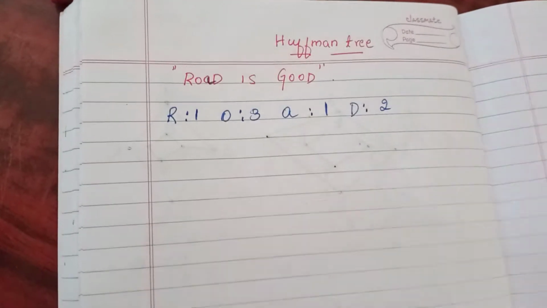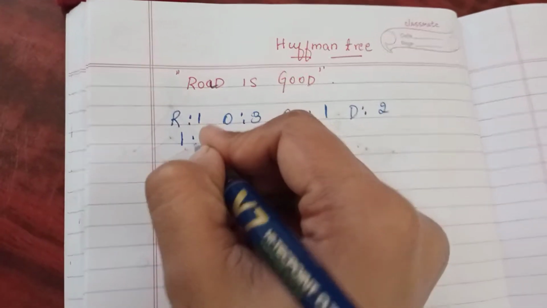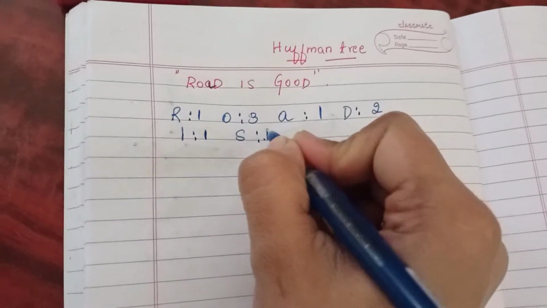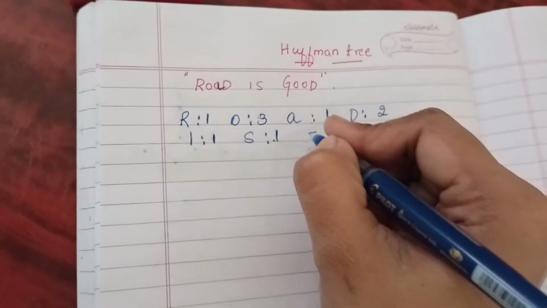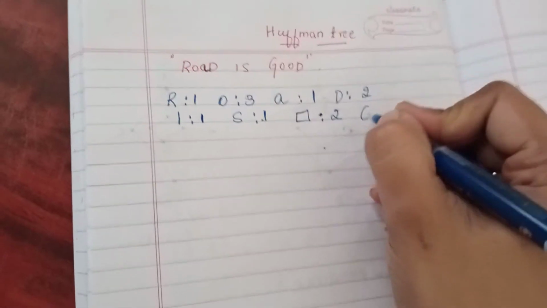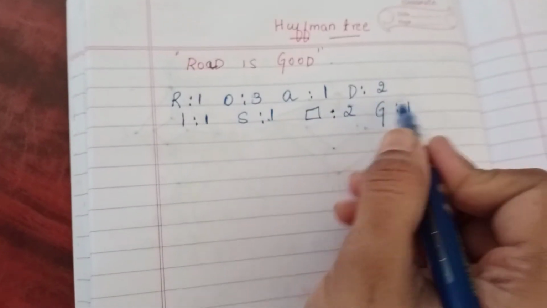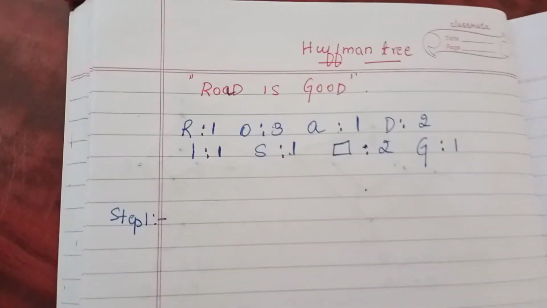And next, if I take up I, it has come once. And if I take up S, it has come once. There is a blank space between road and is, and between is and good. Road is good, so there are two blank spaces. We will denote the blank space like this, and the frequency of blank space is 2. And G, the frequency of G is 1, and the frequency of O is 3. It's already written. Frequency of D is 2. So our first step here is to arrange them in ascending order.